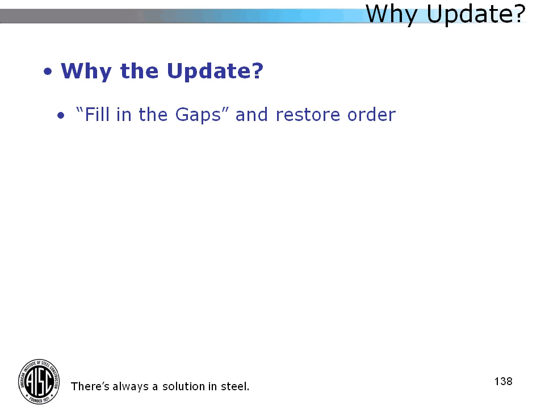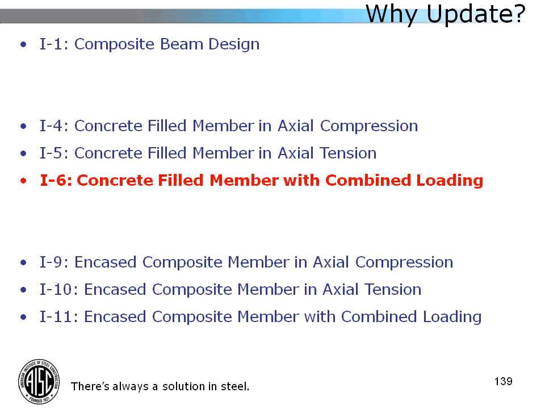So what we wanted to do is to fill in the gaps and to restore order to the design examples. And that was done by separating them out into different sections. All the beams are now up front, all the concrete filled members are now together, and then all of the encased members are now together at the end. And the shear provisions have been moved to the different combined loading examples, and a new combined loading example has been added, I6, for concrete filled members.